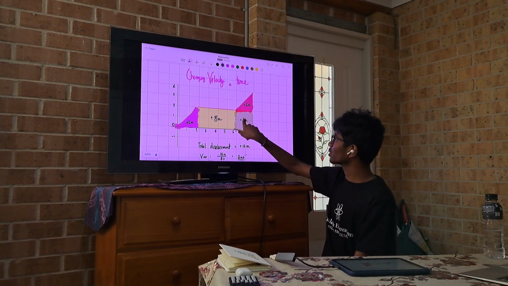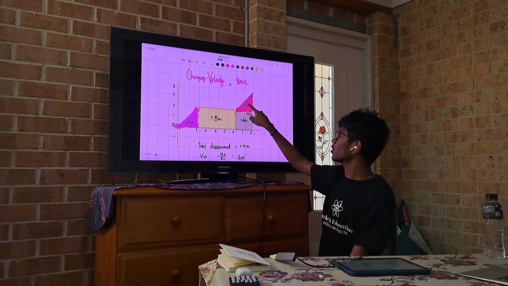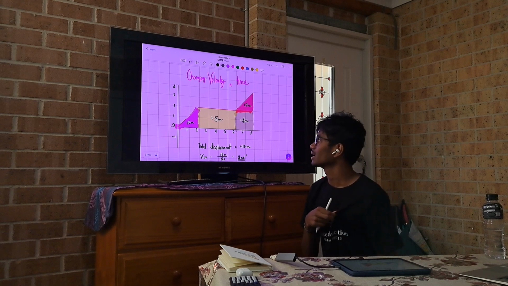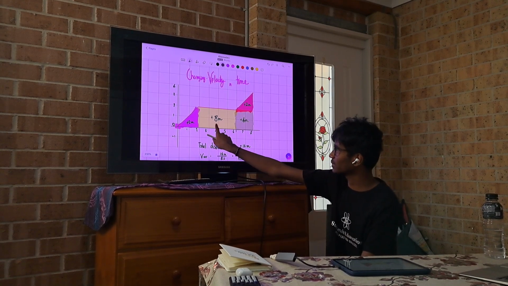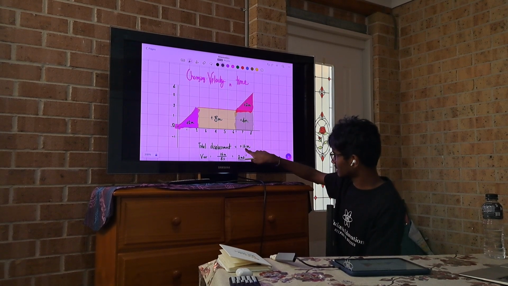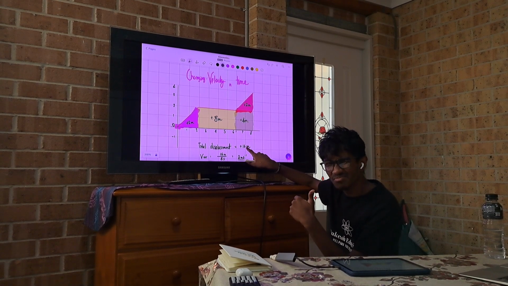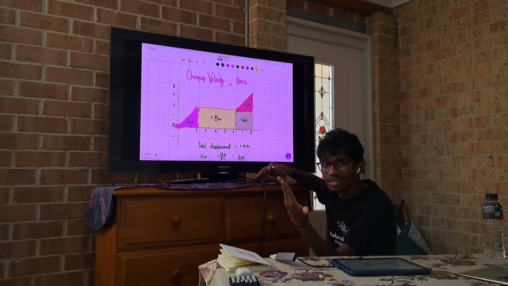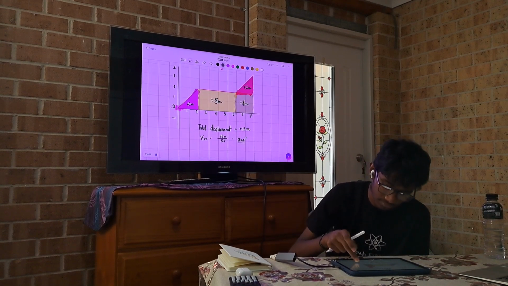What's this? 2 times 2 is 4. And what's this? Same thing. 2 times 2 is 4, divided by 2 is 2. And when you add everything up to get the total displacement, 8 plus 2 is 10, plus 4 is 14, plus 2 is 16. It's plus 16 meters. You need the sign because displacement has direction, right? You want to give them the directions too. So it's plus 16.